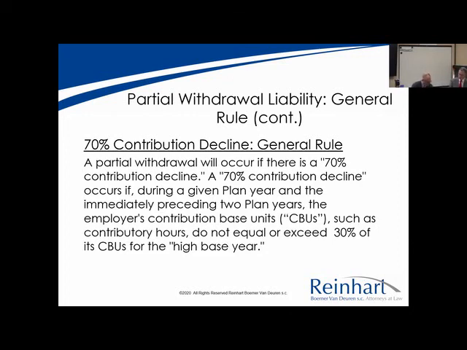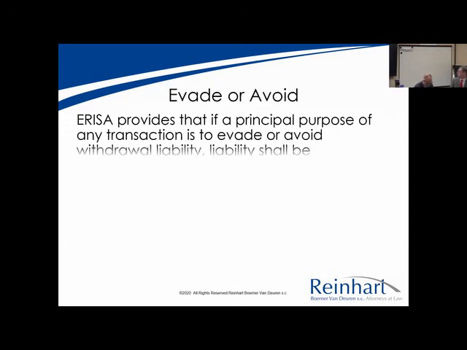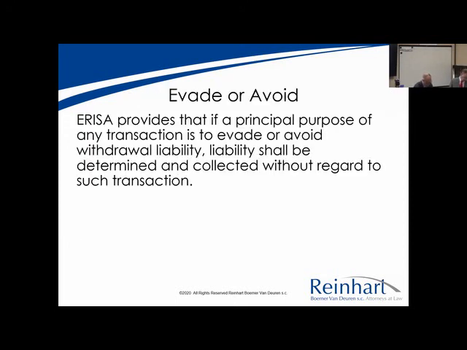And so the last slide before we delve into the construction industry exception is the evade or avoid standard, which is intended to prevent employers from engaging in transactions where a principal purpose of the transaction is to evade or avoid withdrawal liability. If there's a good business reason for what you did, then the evade or avoid shouldn't be triggered. But a great example of the evade or avoid standard was Super Value.